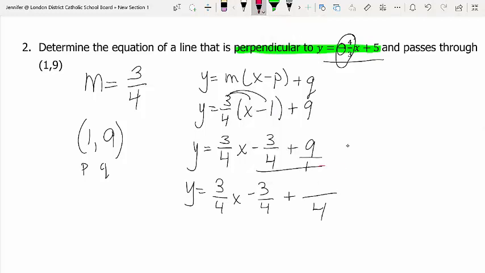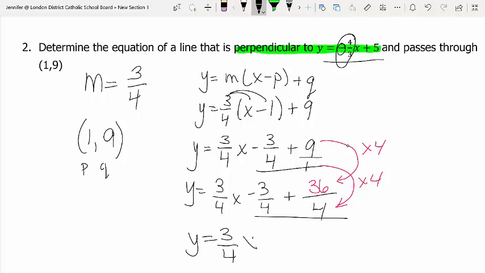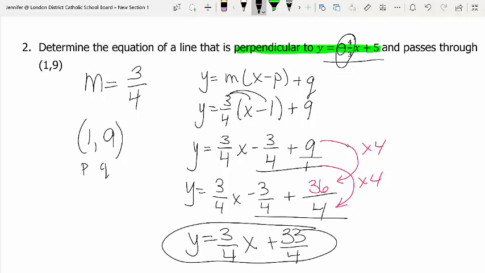Okay, so to get from 1 to 4, I multiply by 4. So I have to do that to get my new numerator. So 9 times 4 is 36. Okay, now I can add these two together. And there's my final answer. So that's the equation of a line that's perpendicular to this line and passes through this point.